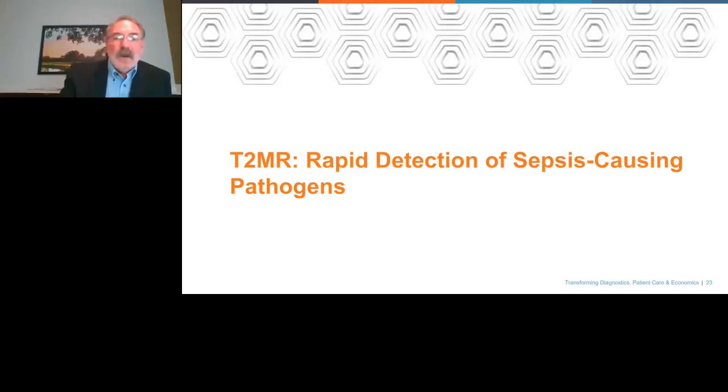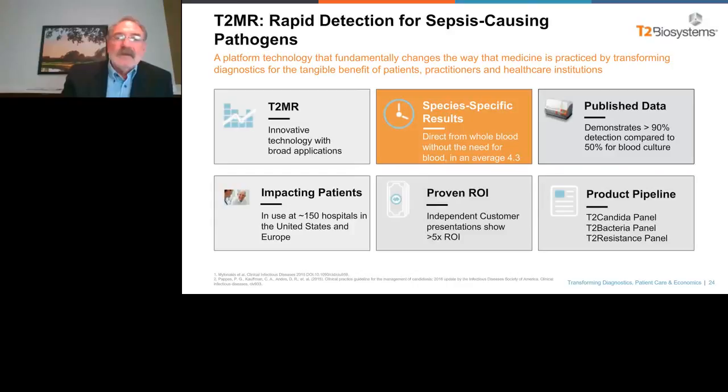So T2MR is the technology that we use, and we'll now discuss this technology and its rapid detection of sepsis-causing pathogens. T2MR uses magnetic resonance, and it's an innovative technology with broad applications. It provides species-specific results directly from whole blood without the need for blood culture. And it provides those results in an average of 4.3 hours, and again with a sensitivity that is well over 90% and highly specific. The published data demonstrates greater than 90% detection compared to 50% for blood culture.